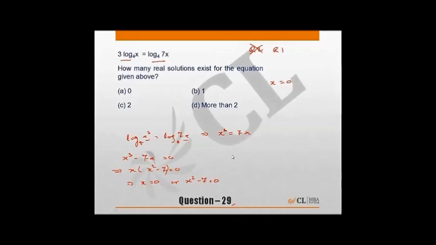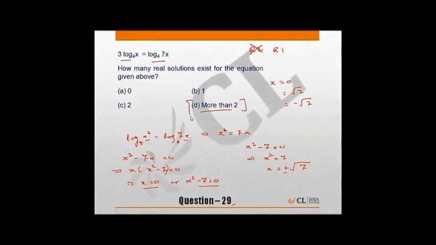Let's go further. While we have taken care of this, we need to look at this also. x square minus 7 equal to 0 implies x square equal to 7, or x equal to under root of 7, positive as well as negative. So x equal to under root 7, x equal to minus under root 7. So there are 3 possible values. So the answer is D.